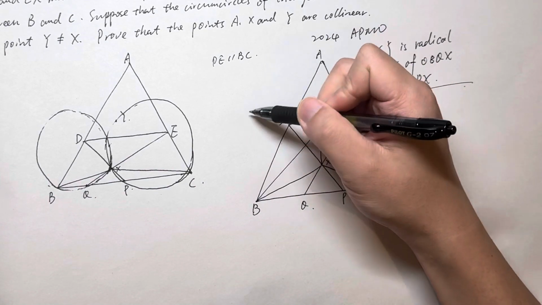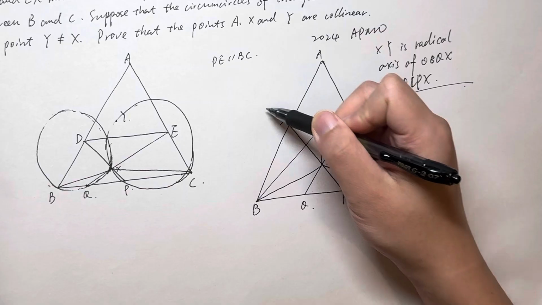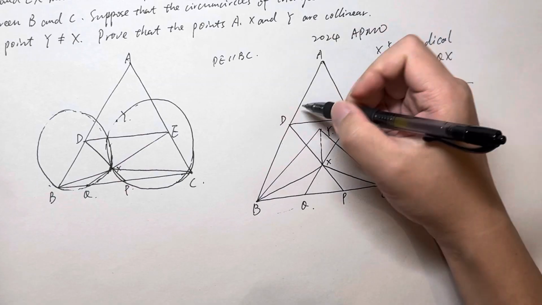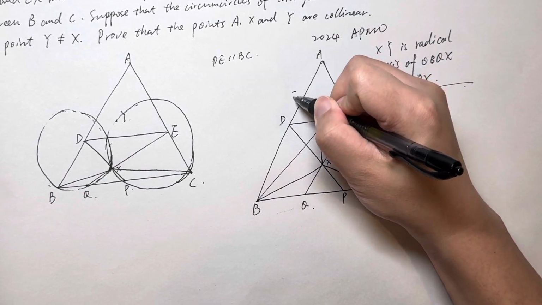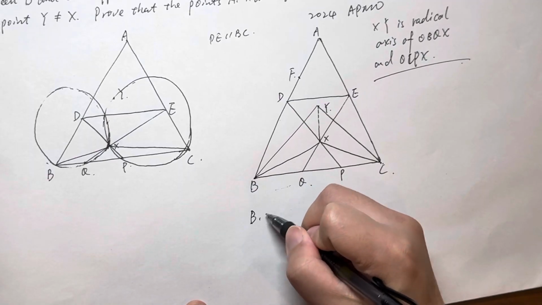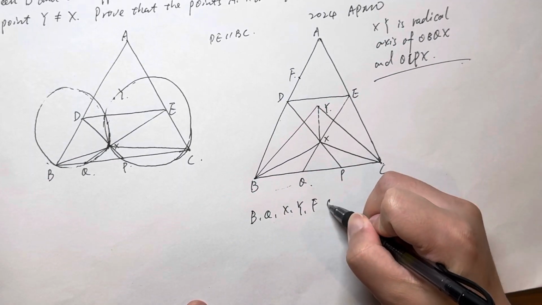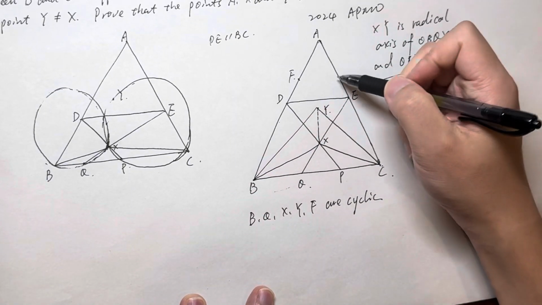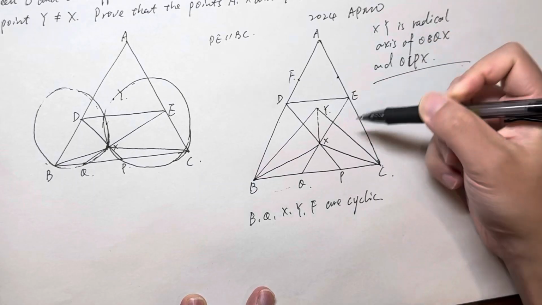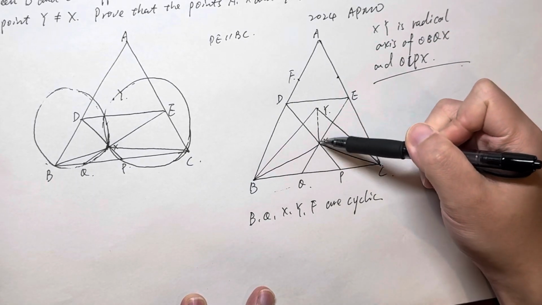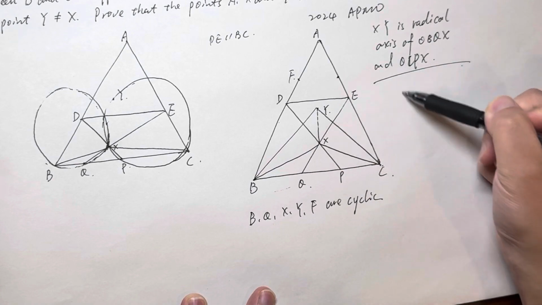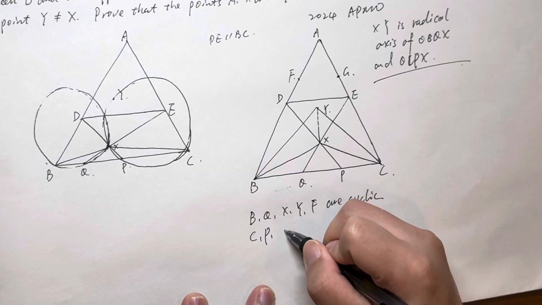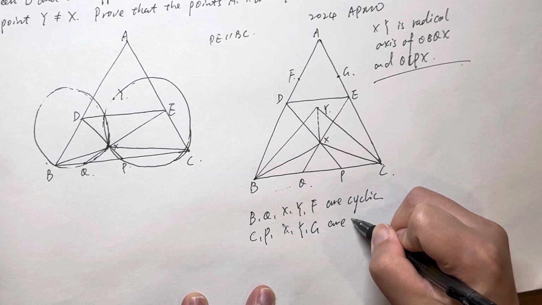Then we can think that the circle BQX intersects AB at a point, let's call it F, right? So now we have BQXYF are cyclic. And also, for another point, the circle CPXY intersects AC at another point, let's call it G, right? So we know CPXYG are cyclic.